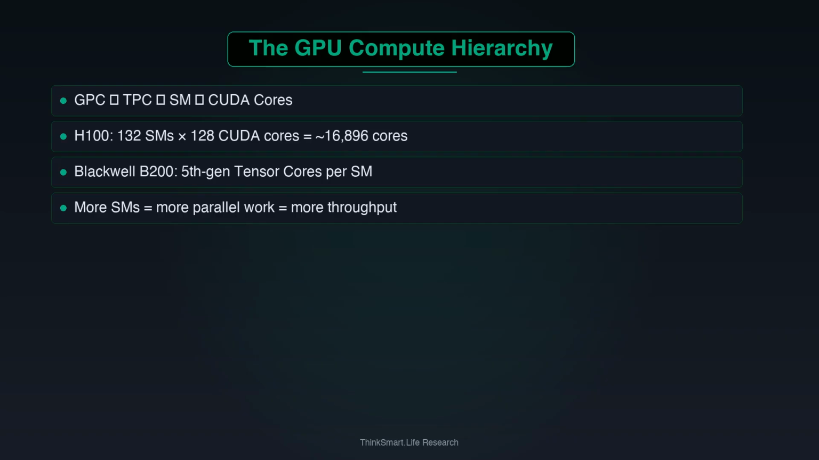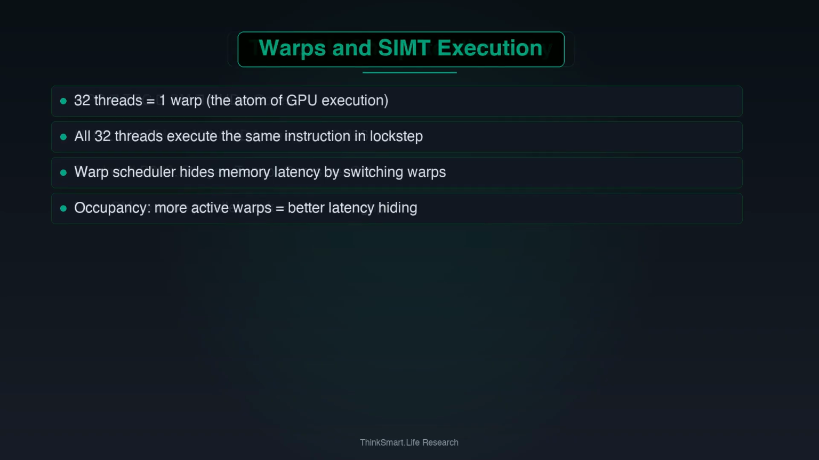Inside each Hopper H100 SM, you'll find 128 CUDA cores for general arithmetic, 4 fourth-generation Tensor cores for matrix multiply, 32 load store units, and a 256 kilobyte register file that's the fastest storage on the chip. When you launch a CUDA kernel, execution is organized into threads, warps, blocks, and grids. The critical unit is the warp, 32 threads that execute the same instruction simultaneously. This is called SIMT, single instruction, multiple threads.